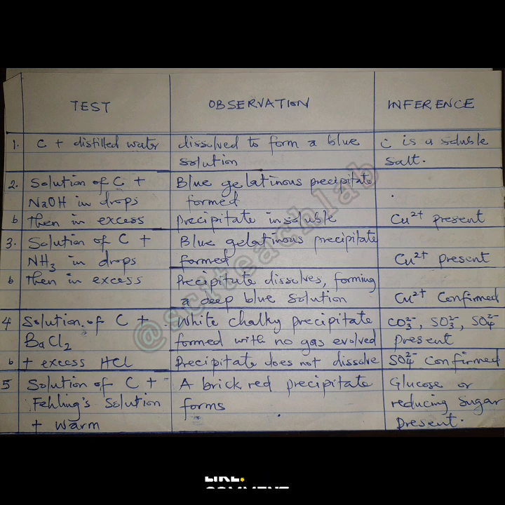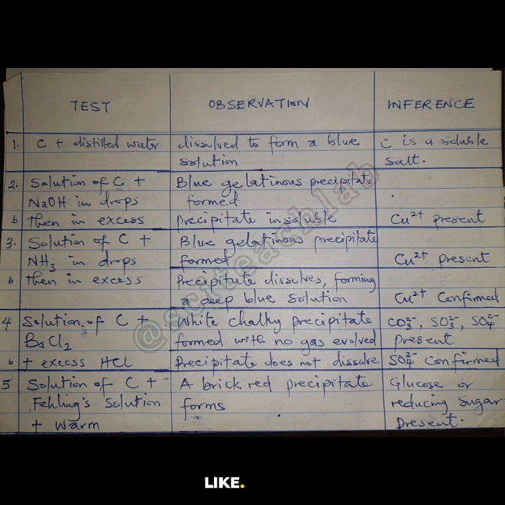So we go back to our table and report exactly what we found. We added barium chloride to a solution of C, and we saw a white chalky precipitate formed. There was no gas evolved. So when that happens, before you add HCl, there could be a lot of anions that could have been present there. So you have to list them out.